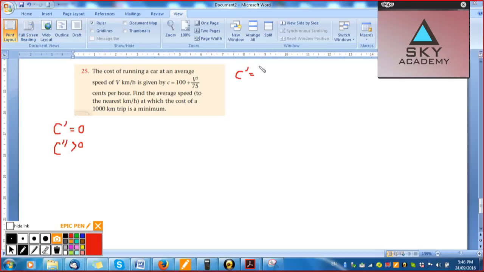2v on 75, and we want when that's equal to 0. So v equals 0. And the cost of running a car at an average speed of... Oh, per hour. Okay, that's the cost per hour.